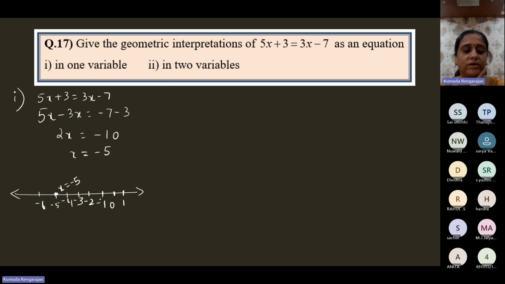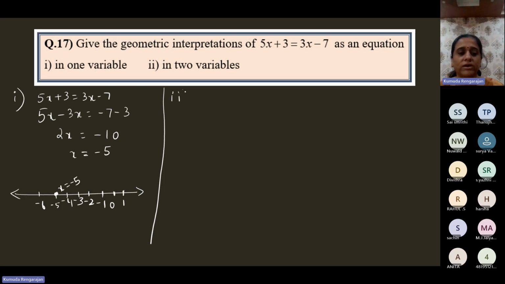x is equal to minus 5. Number line 0, minus 1, minus 2, minus 3, minus 4, minus 5, minus 6, and mark minus 5. And above that, write x is equal to minus 5. This is when you treat it as a linear equation in one variable x.